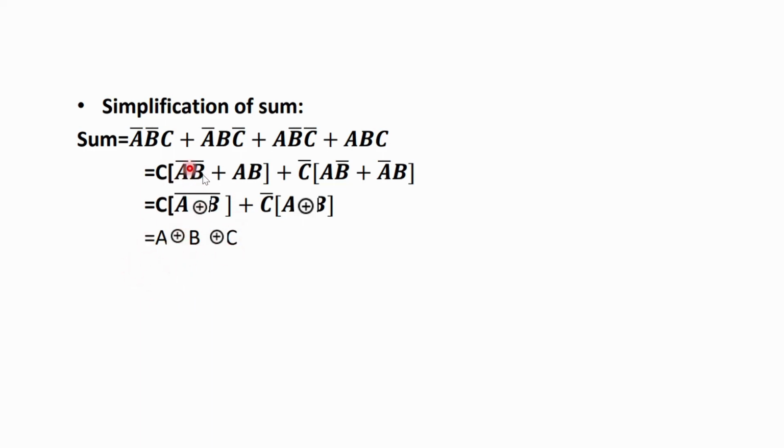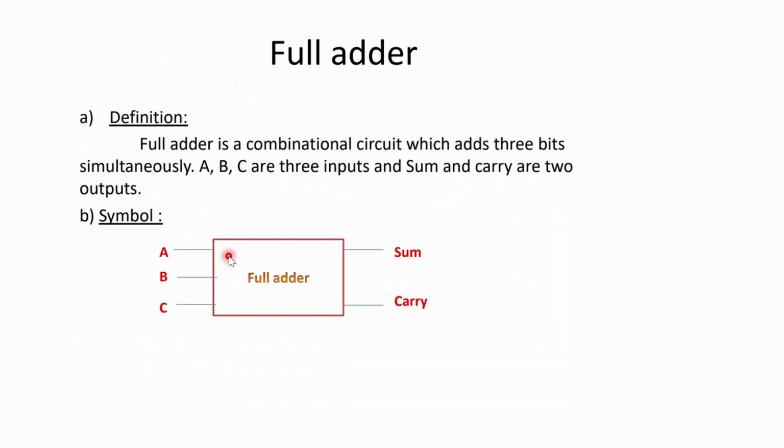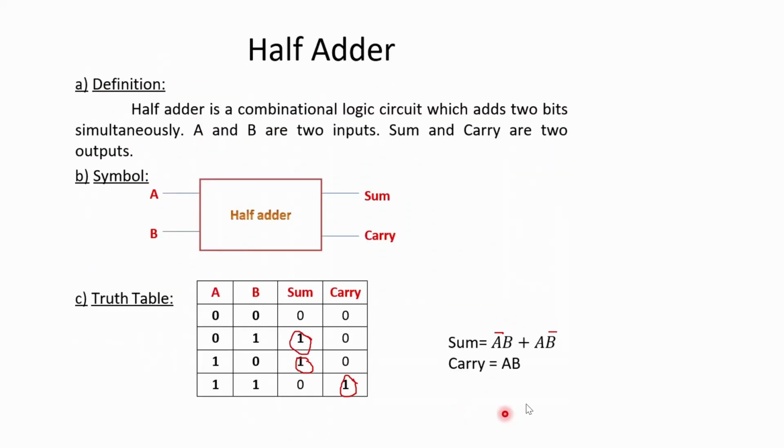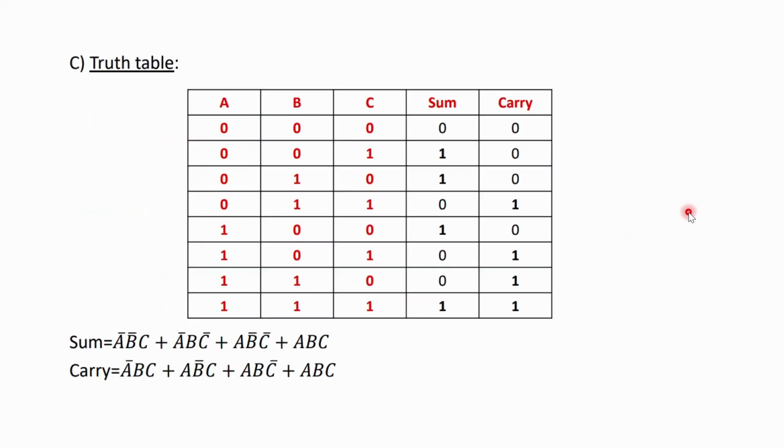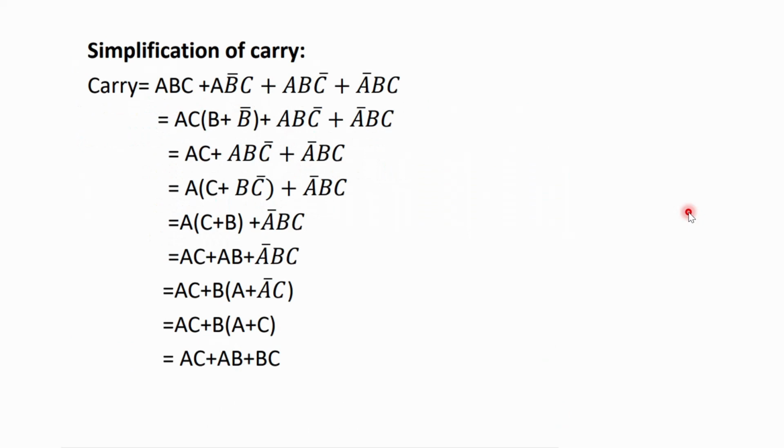Why we are taking the XOR combination is, if you consider the half adder expression, we got A bar B plus A B bar, which is A XOR B. In a sense, sum is the XOR function of two inputs. So logic is, sum is the XOR function of two inputs. Carry is a product of two inputs. So in the same way, for a full adder, sum is the XOR function of three inputs. We have to get A XOR B XOR C. Carry is a product of inputs, means we have to get AB plus BC plus AC.